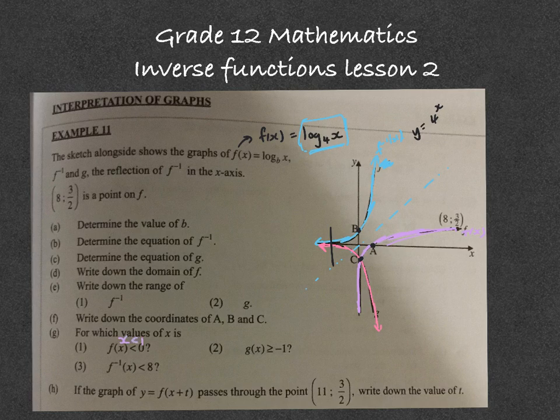Next one. For which values of x is g of x greater than or equal to minus 1? G of x greater than or equal to minus 1. Okay, so if we look at the line y is equal to minus 1, let's check. Where is g of x above the line? For which x values will the y values of g of x be above the line of -1? So what would that be?